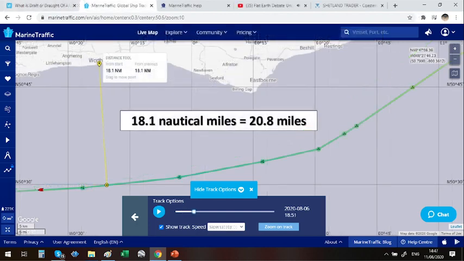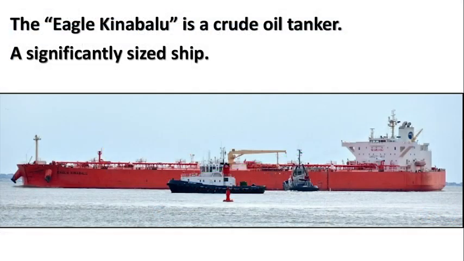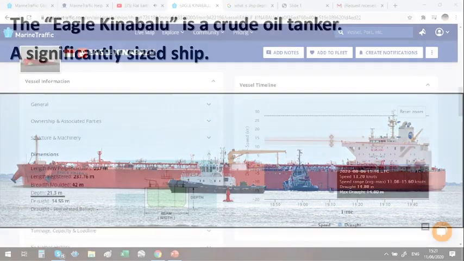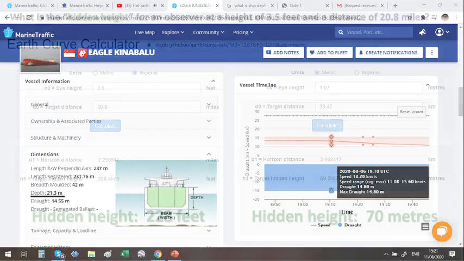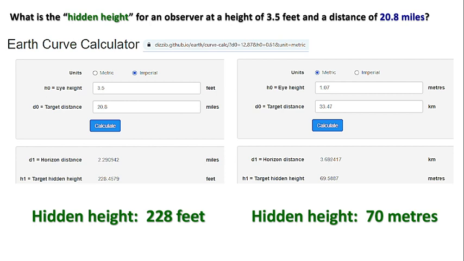18.1 nautical miles equals 20.8 miles. The Eagle Kinobaloo is a crude oil tanker, a significantly sized ship. The Eagle Kinobaloo. Note the depth is 21.3 meters. What is the hidden height for an observer at a height of 3.5 feet and a distance of 20.8 miles? The hidden height would be 228 feet, or 70 meters.